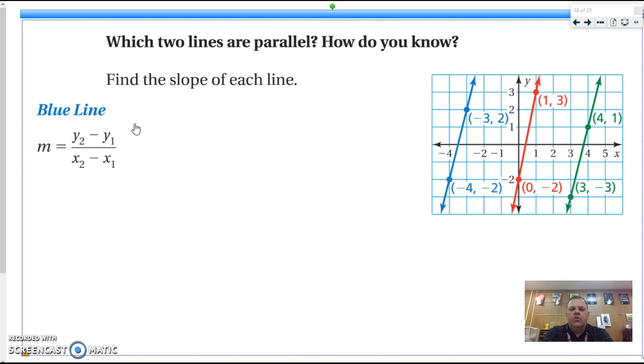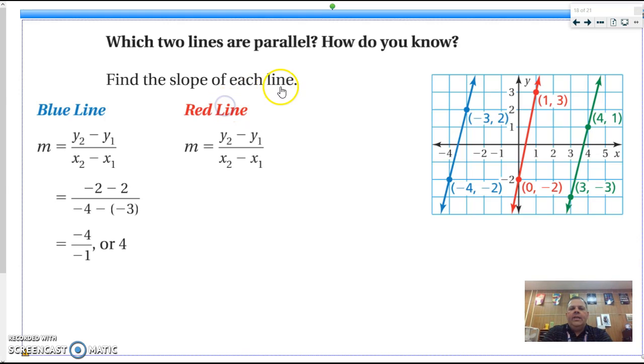I am going to first do the blue line, y2 minus y1 over x2 minus x1. You can see I have substituted in negative 2 minus 2, negative 4 minus negative 3, and when we solve that, we get negative 4 over negative 1, or a slope of 4. Notice that it is going positively. The red line, using the same formula and substituting in negative 2 minus 3, 0 minus 1, gives us an answer of negative 5 over negative 1, or 5.